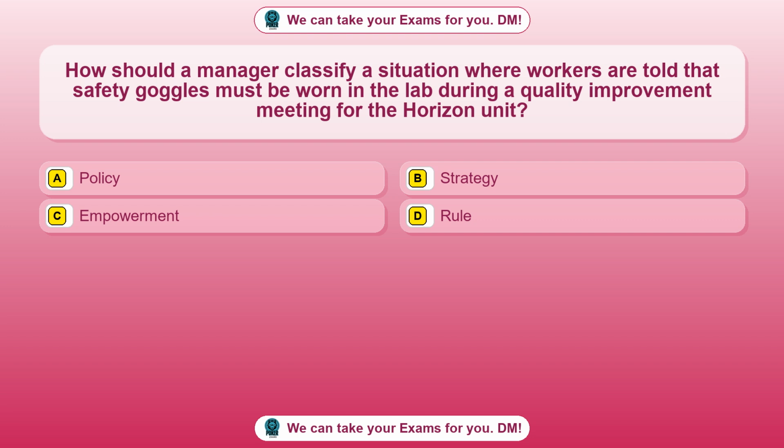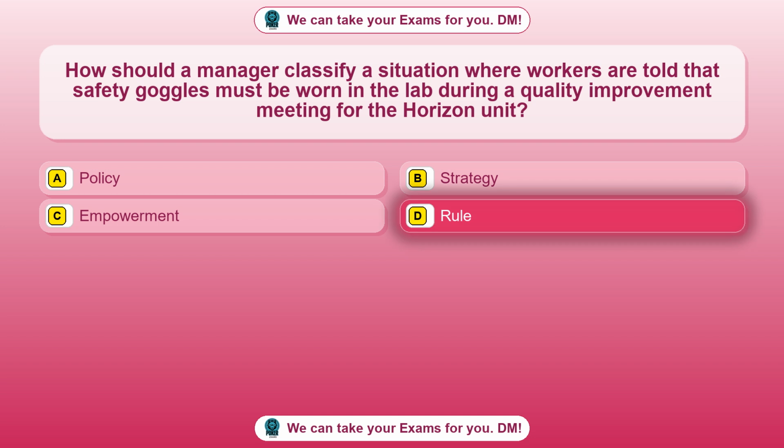How should a manager classify a situation where workers are told that safety goggles must be worn in the lab during a quality improvement meeting for the Horizon unit? Option A, policy. Option B, strategy. Option C, empowerment. Option D, rule. The correct answer is option D, rule.